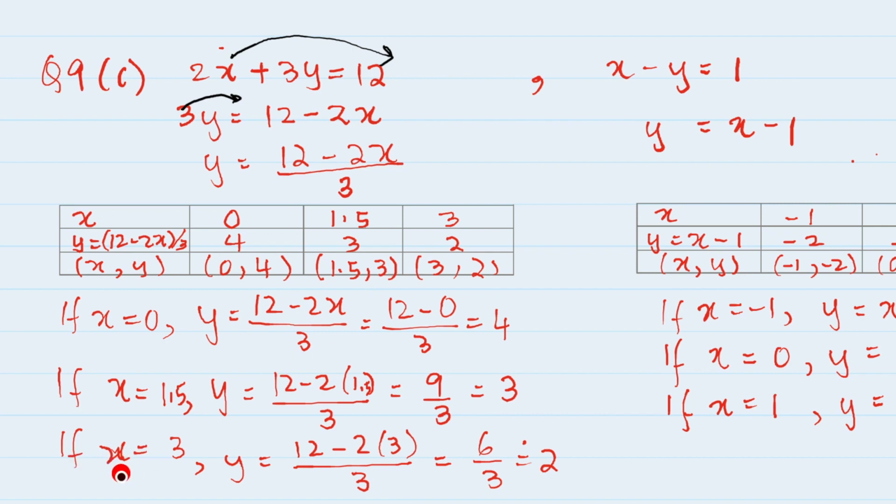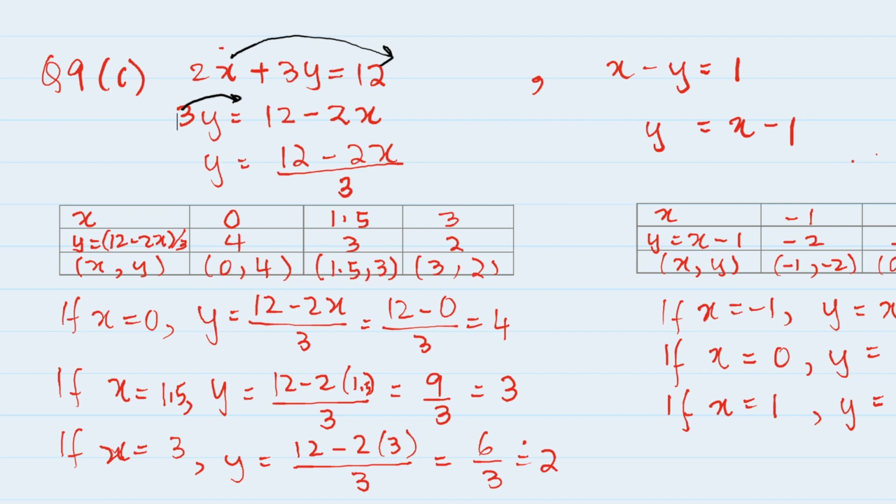Okay. Now if x is equal to 3, what will I get? 3 twos are 6. So 12 minus 6 will give me 6 upon 3. Can you see that here? 12 minus 6, 6 upon 3, that is 2. So we will have 3, 2 as the third point. So we got the 3 points here.